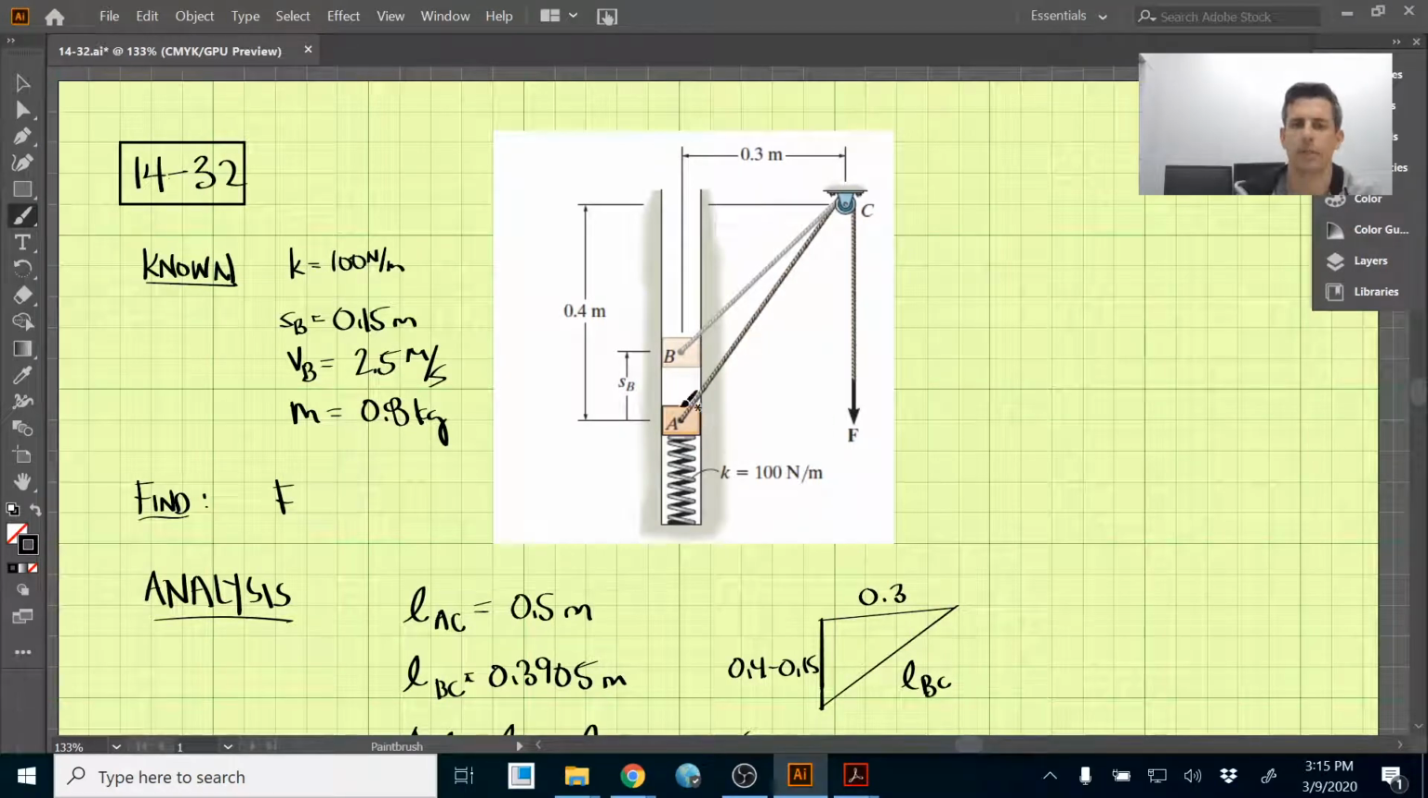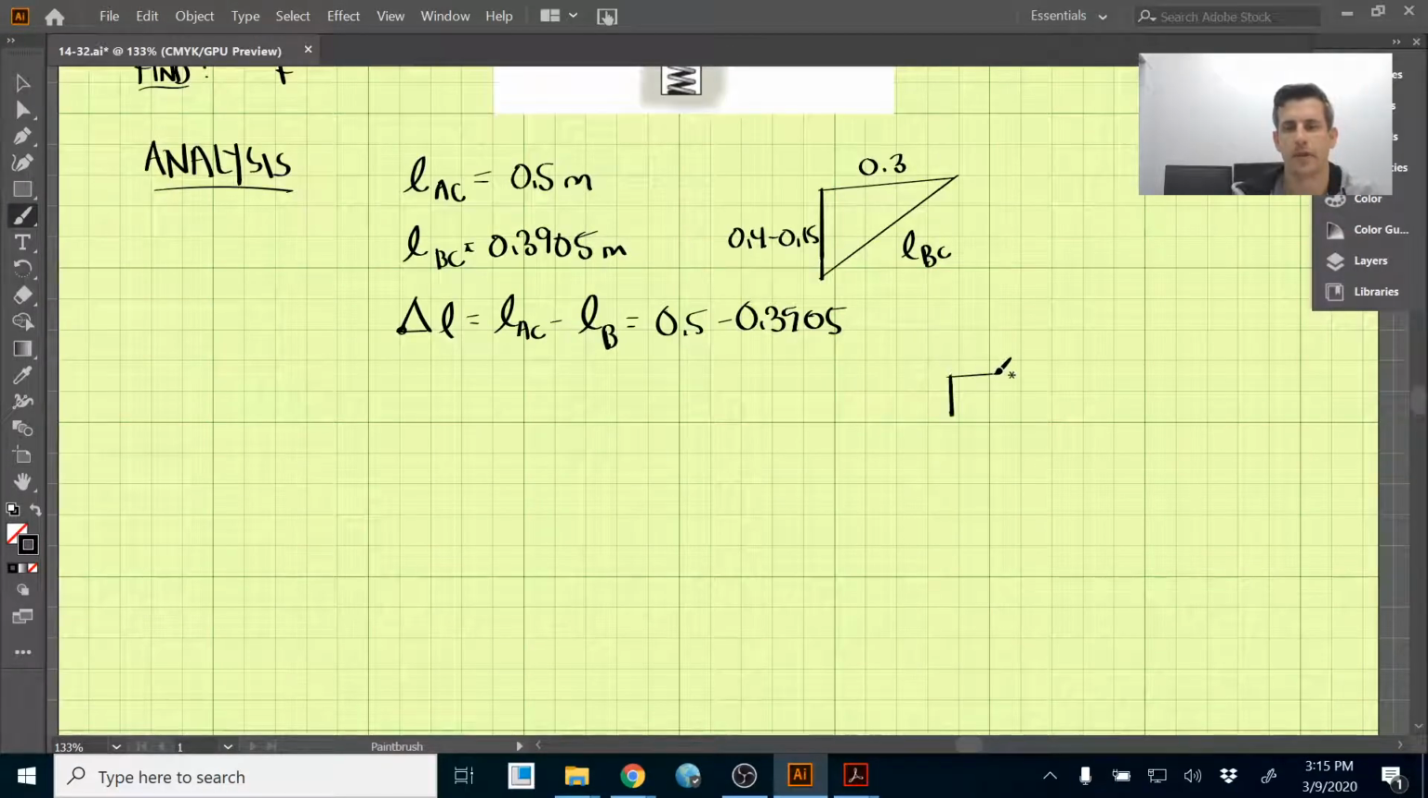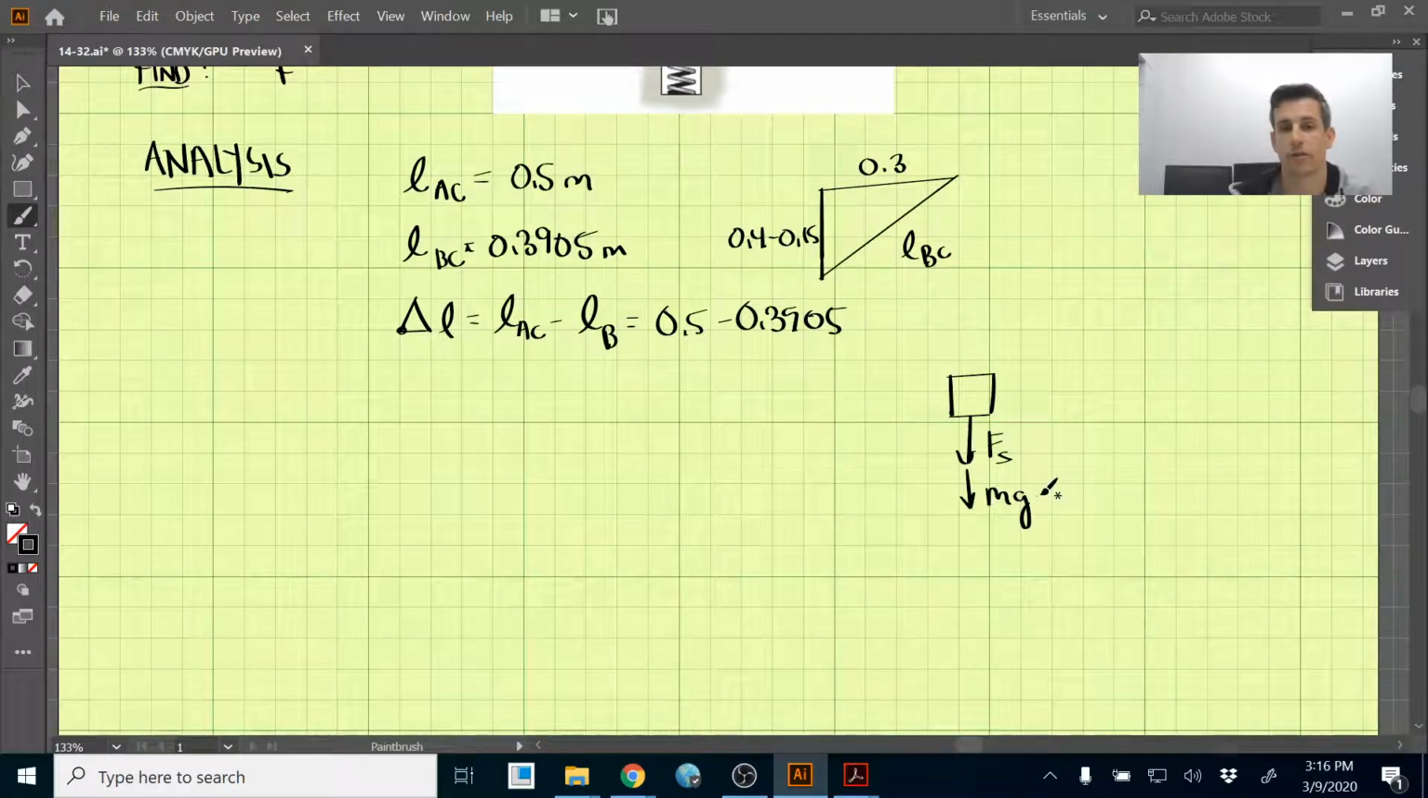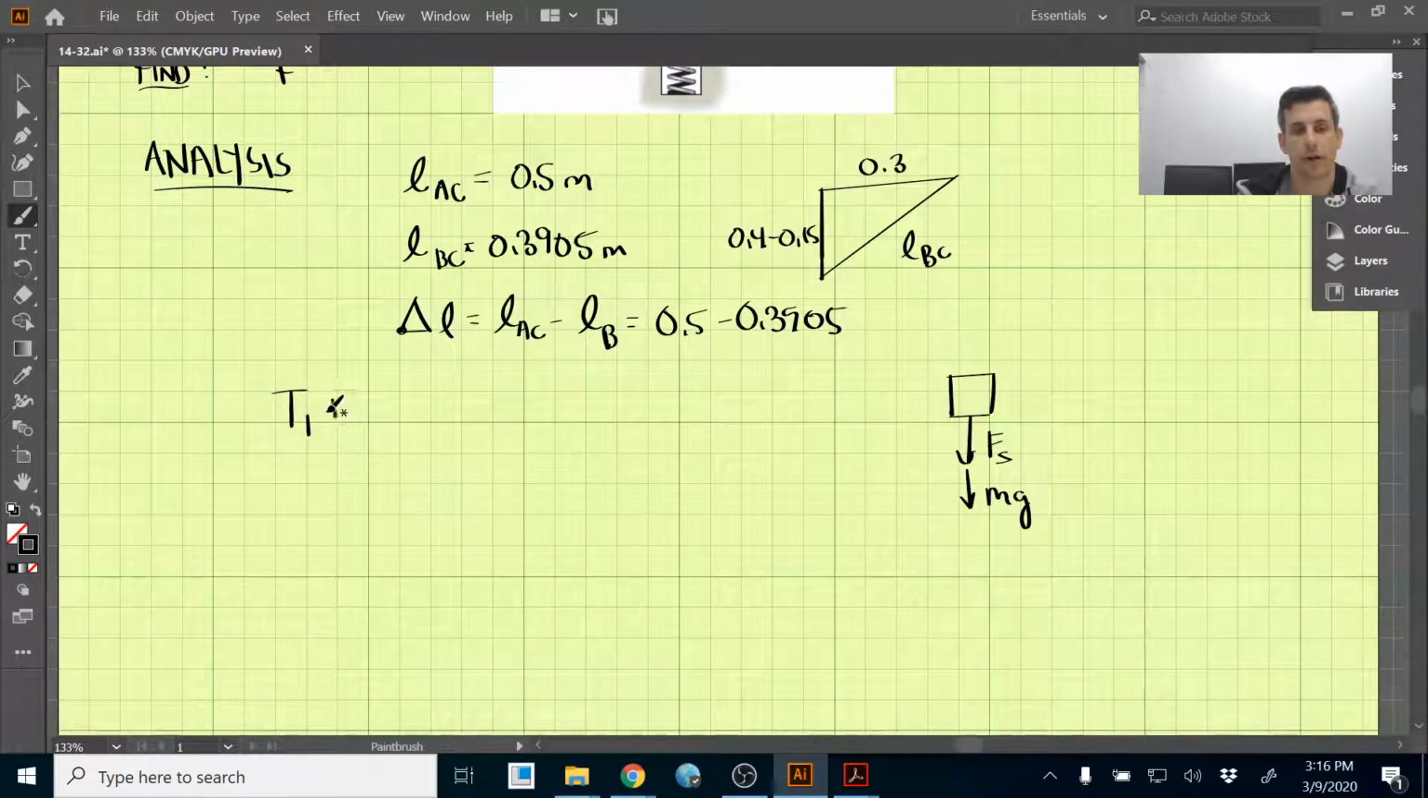Now, talking about other work terms, if we take a look at this block, its spring is unstretched at state A, and at state B we're going to have work terms based on the spring. We have the force due to the spring downward, and we also have the work term related to the weight of the object as well. So let's write out our conservation of energy. The kinetic energy at A plus the sum of the work done from A to B equals the kinetic energy at B.